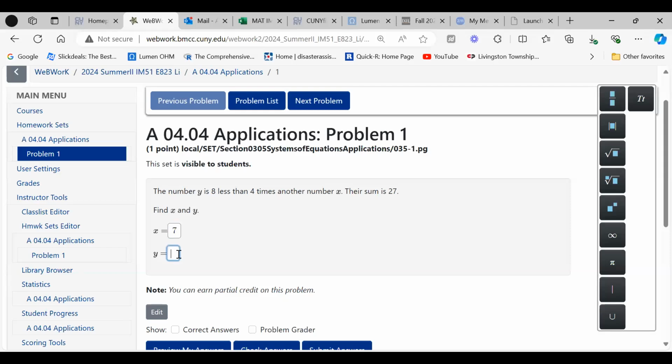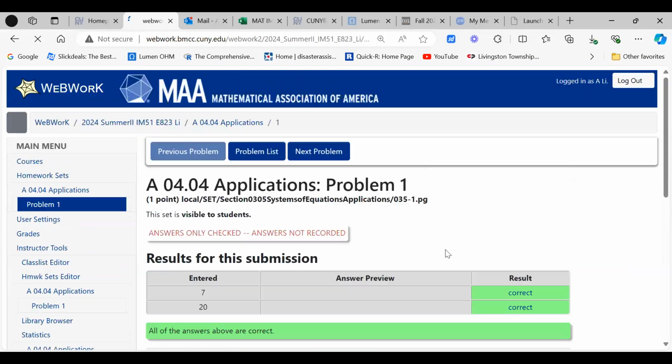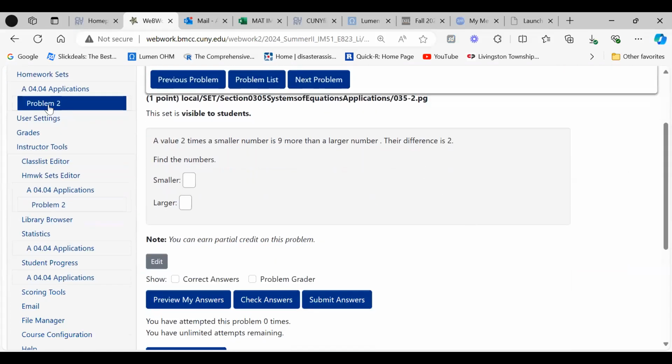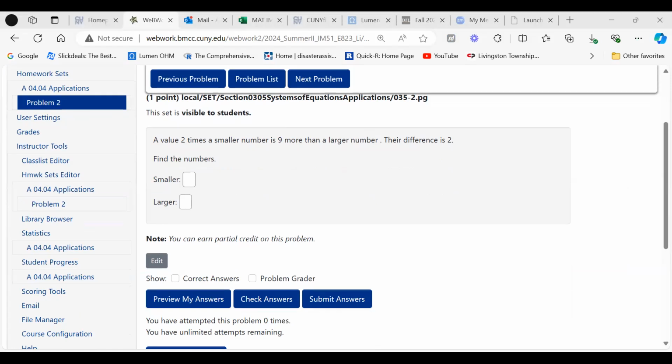7 and a 20. Yep, they're both correct. Okay, let's take a look at this one. You can try it yourself. This time I'm going to let you set up the equation yourself and then solve it from there.